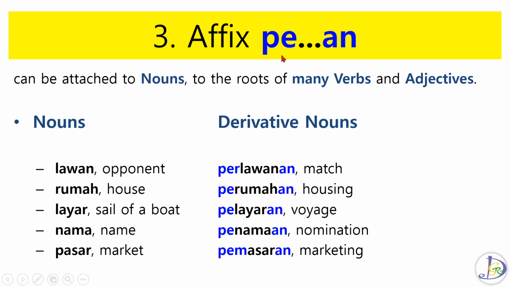3. Affix per-an can be attached to nouns, to the roots of many verbs and adjectives. Lawan, opponent; perlawanan, match. Rumah, house; perumahan, housing. Layar, sail of a boat; pelayaran, voyage. Nama, name; penamaan, nomination. Pasar, market; pemasaran, marketing.